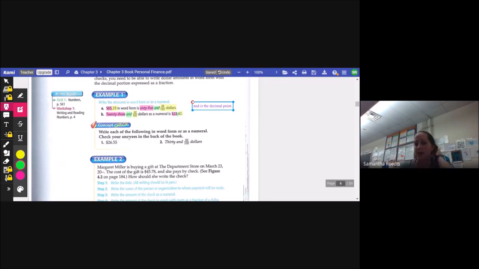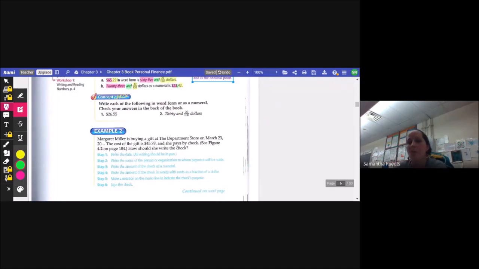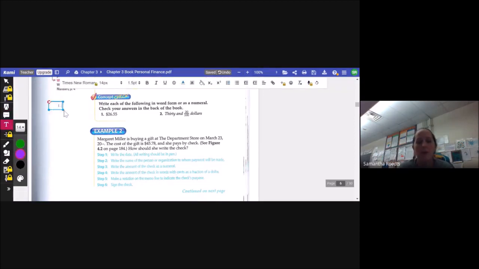So for number 1, write each of the following in word form or as a numeral. The first one's $26.55. So I write that for number 1, 26, I put a hyphen in between 26 and 55 over 100. All cents are written over 100. That's number 1.